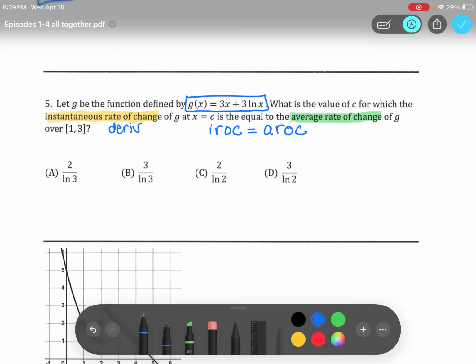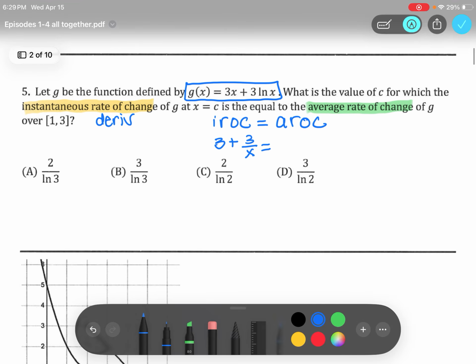Instantaneous is the derivative. So the derivative is 3 plus the derivative of 3 ln x, which is 3 over x, equals the average rate of change. We're given an interval to work with, and so it's going to be f of b, or in our case, g of 3 minus g of 1 over 3 minus 1. And I've got to keep solving. So I have 3 plus 3 over x equals, over here, let's see what we have.